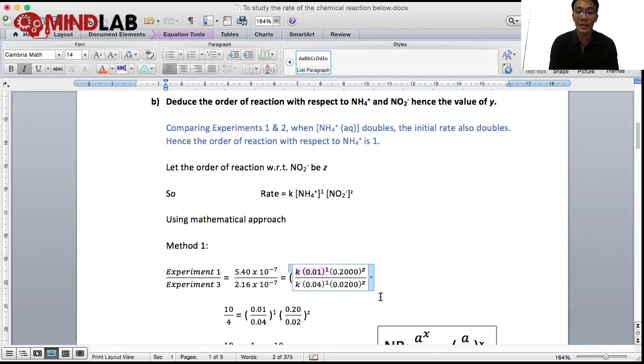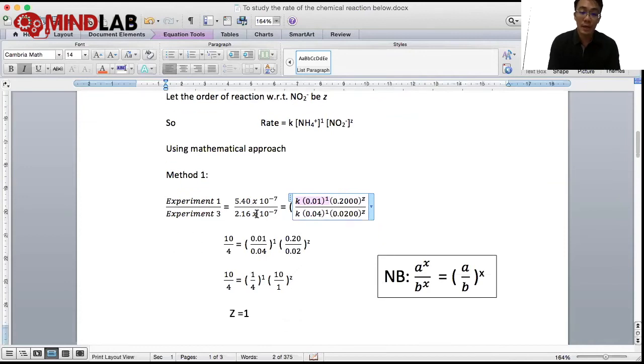Now the next step. The rest is all about simplification of the ratios. 5.4 over 2.16, you can use a calculator to get the simplified ratio, which is 10 over 4. Now, k and k: the rate constant is the same throughout all 4 experiments because there's no change in temperature, so I can cancel off the k. Then I have 0.01 over 0.04, which simplifies to a quarter.